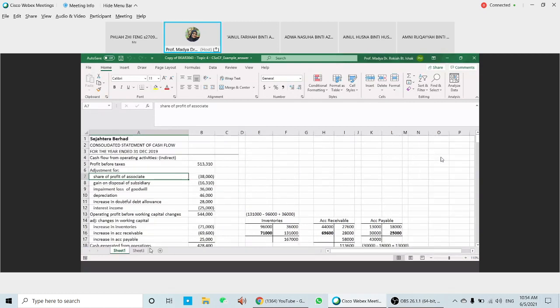Okay, can you see this one? The cash flow, the Excel file. Can you see that one?